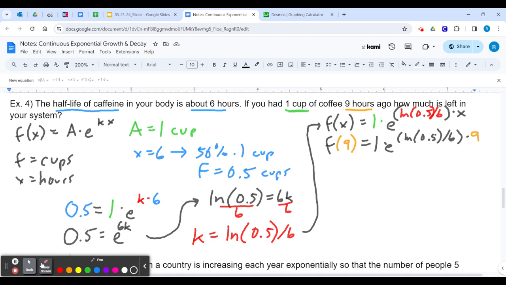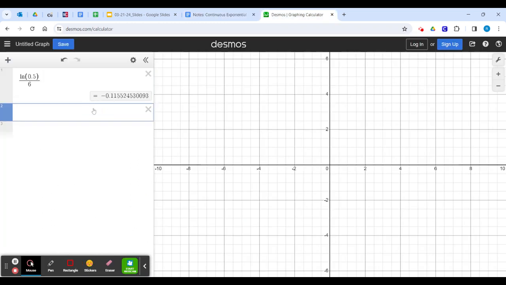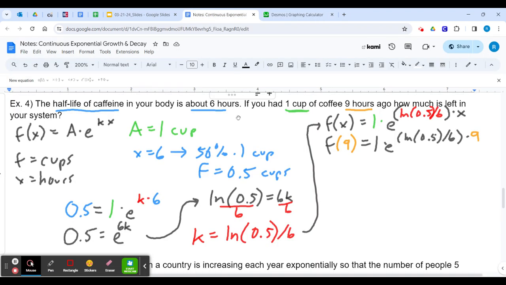And if I go into Desmos here to plug that in, I get 1 times e raised to the power, and I'm going to have to trap some stuff in my exponent here, as we discussed earlier, divided by 6. And we can also just jam that times 9 inside that first parentheses if we want, because we're multiplying our fraction by something. We get 0.35 as an answer here, so we have 0.35 cups remaining at the end of that 9 hours.